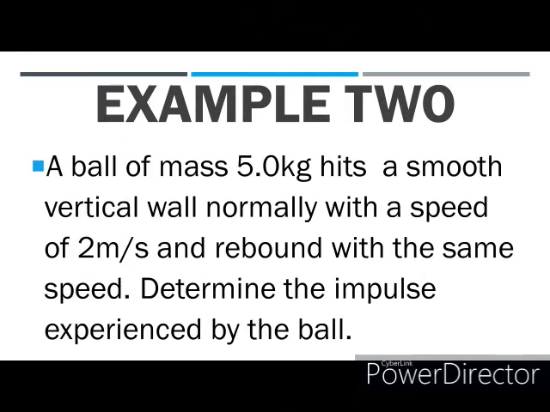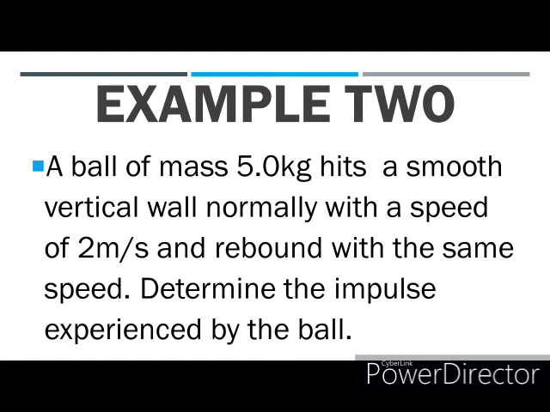Secondly, a ball of mass 5 kg hits a smooth vertical wall normally with a speed of 2 meters per second and rebounds with the same speed. Determine the impulse experienced by that body.